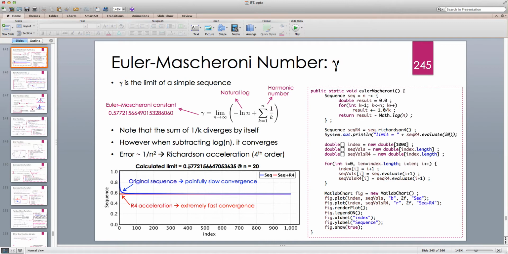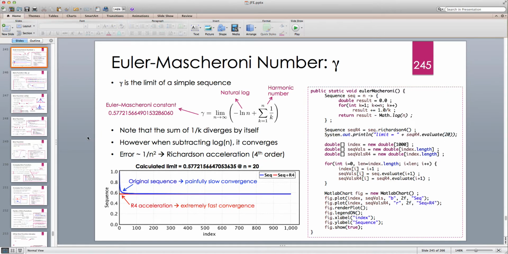And let's see what I found. If I sum 20 terms with the fourth order Richardson, I get 577, 215, 66, 4, 7. All right. So 3, 4, 5, 6, 7, 8, 9 decimal places of accuracy. 577, 215, 664. All right. 9 decimal places of accuracy with only summing maximum 25 terms, right?